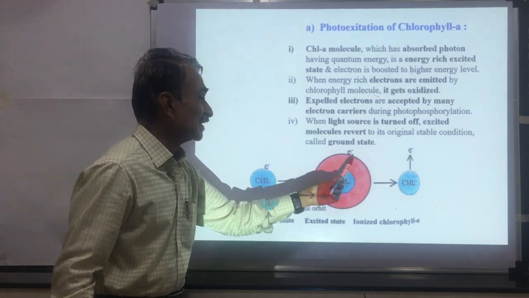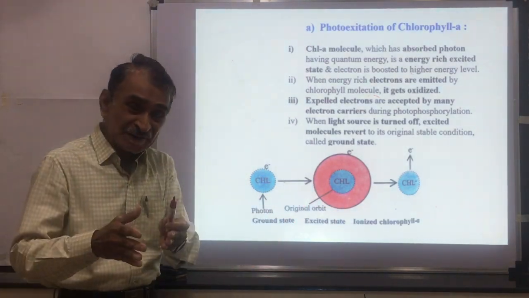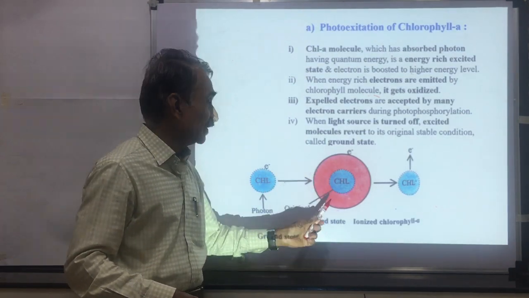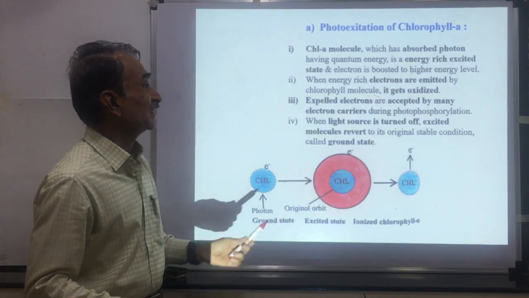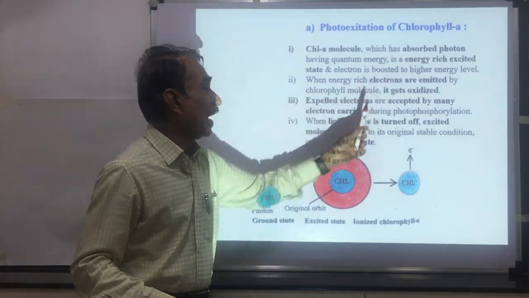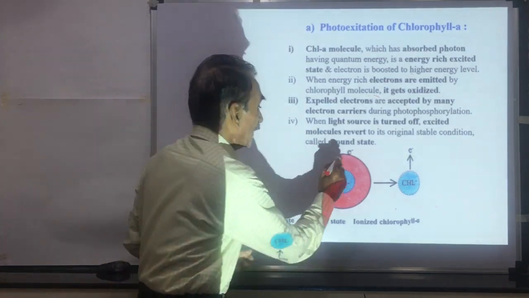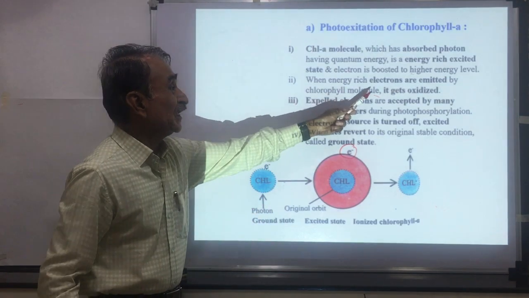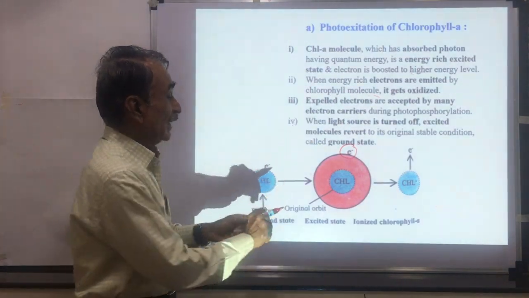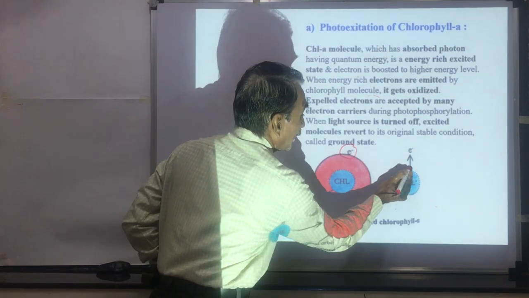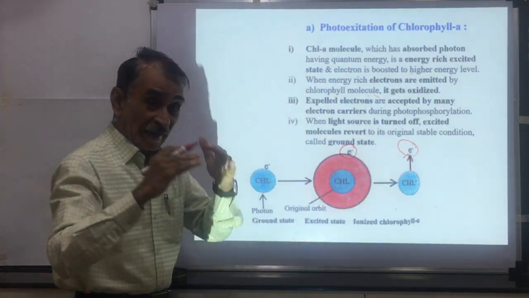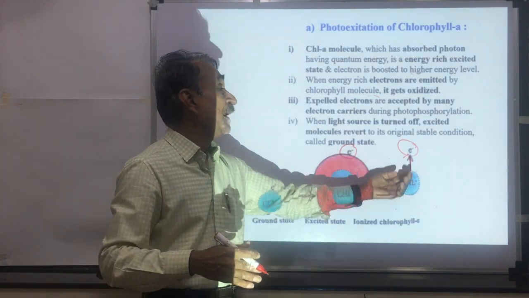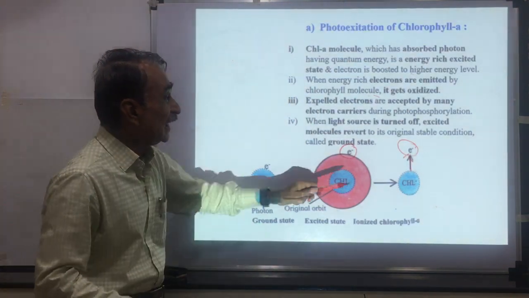This is the excited state of a chlorophyll molecule. Why is it excited? It absorbs the photons of light. They are energy rich and present in the excited state. The electron is boosted to a higher energy level. When energy rich electrons are emitted by the chlorophyll molecule, these electrons are given out. You can see here, this electron is given out. The excess amount of energy present in the chlorophyll molecule is given out along with the electron. This electron is expelled.